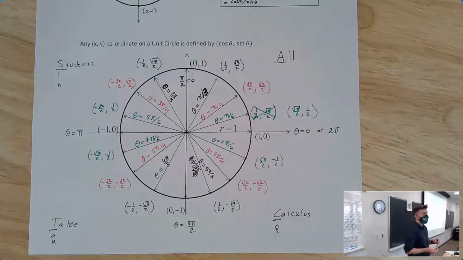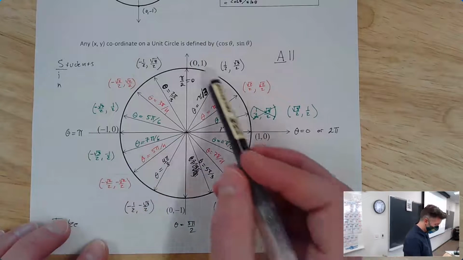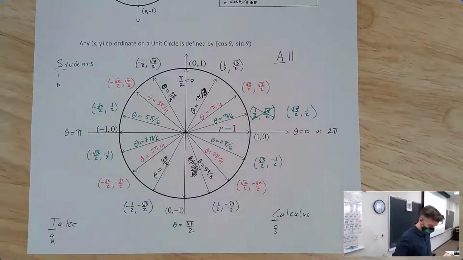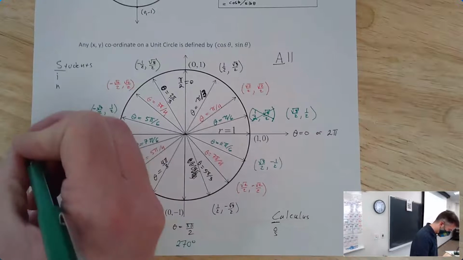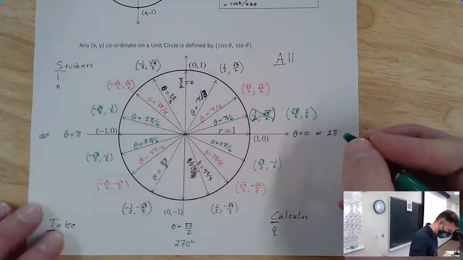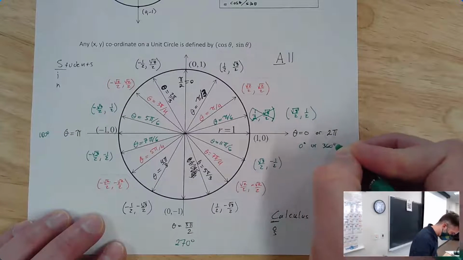One way you could certainly do it is change 5 pi over 4 to degrees. It's going to be 225 degrees. Halfway around is 180 degrees. Three quarters of the way around is 270 degrees. In fact, let's write those in there. This is 270 degrees. This is 180 degrees. This is 0 degrees or 360 degrees. And this is 90 degrees.